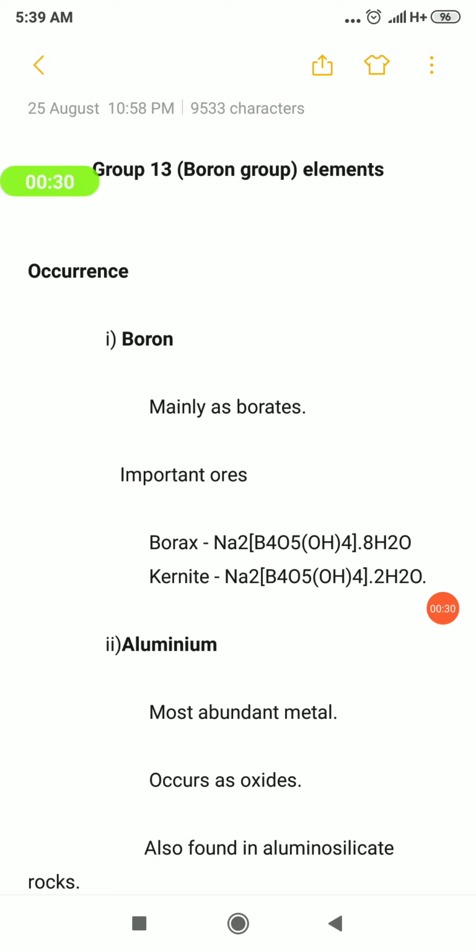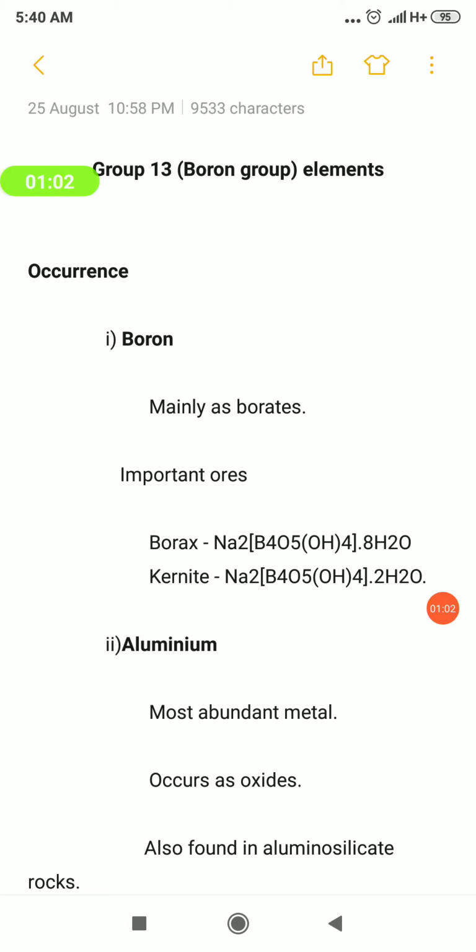Can you please remember what are the elements of boron family or 13th family? Yes, boron, aluminium, gallium, indium, thallium. Once again repeat it. Boron, aluminium, gallium, indium and thallium. So these are the elements of boron family, or we can say 13th group elements. Now we are going to see their occurrence. Occurrence means their sources, from where we can get these elements.